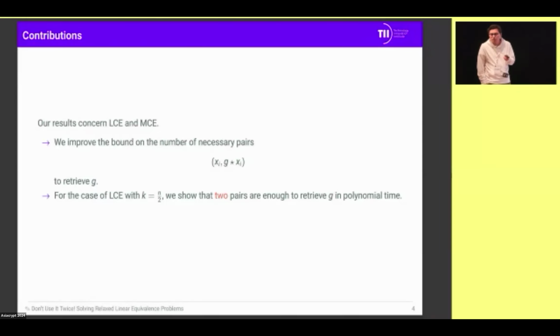We reduce the number of samples that you need. Instead of having n squared, you can do it with a linear number of equations. And in particular, for some constructions of linear code equivalence, we have that with only two samples, you can recover the secret key.